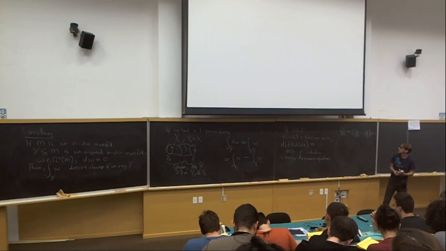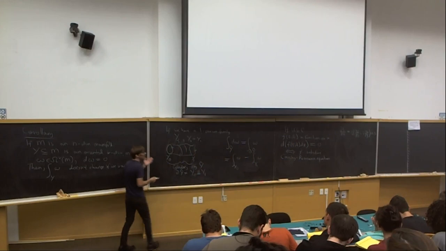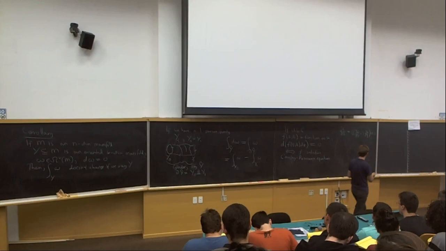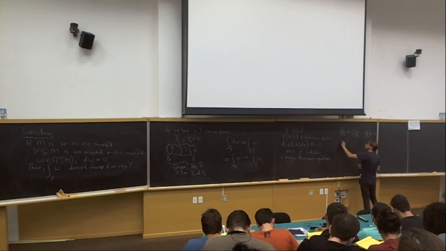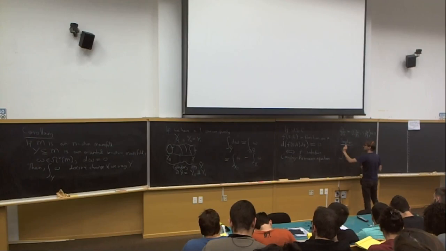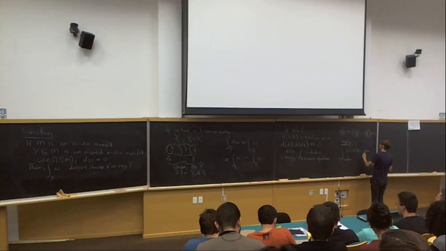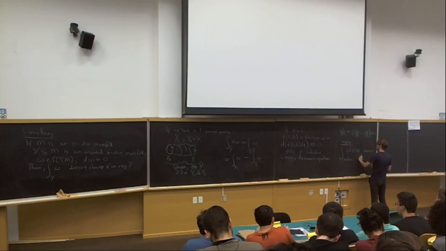So applying this story about how the integral of a closed one-form doesn't depend on the contour to these particular closed one-forms gives you the usual story of contour integration. This implies that the integral over a contour of f dz doesn't change if f is holomorphic and we vary the contour.